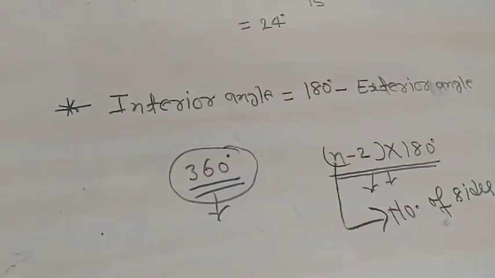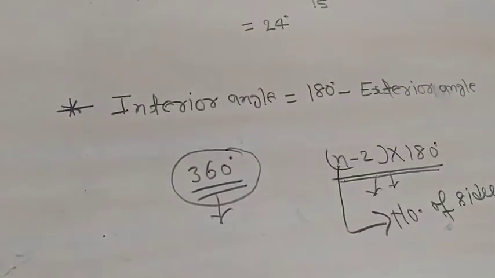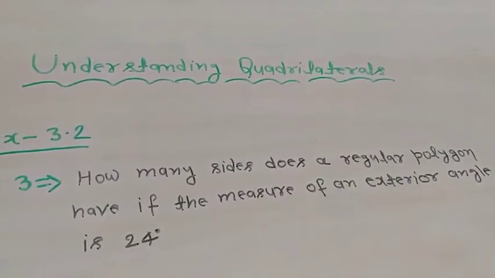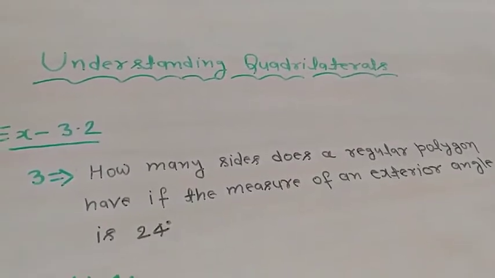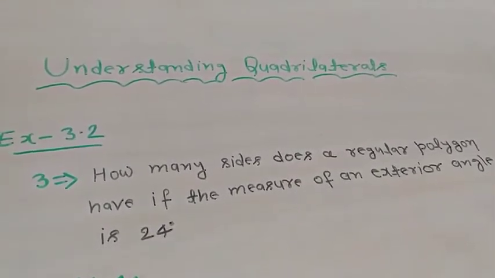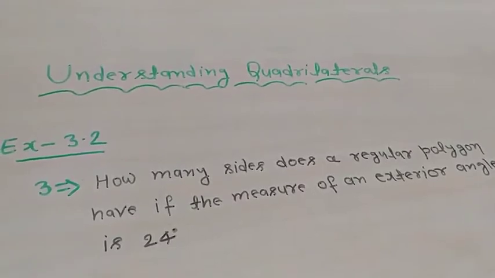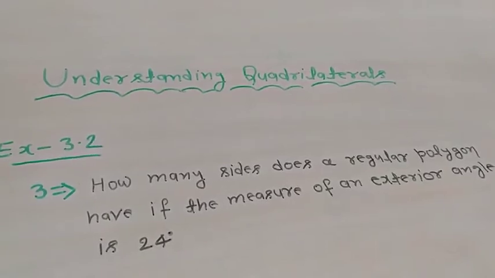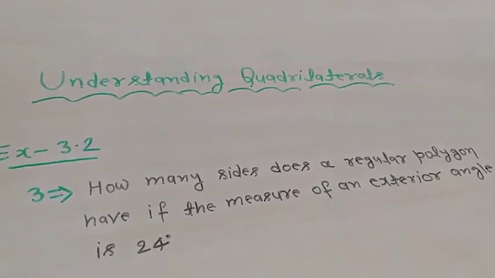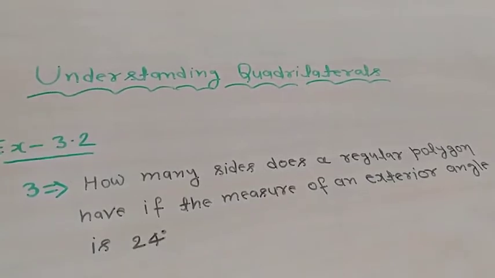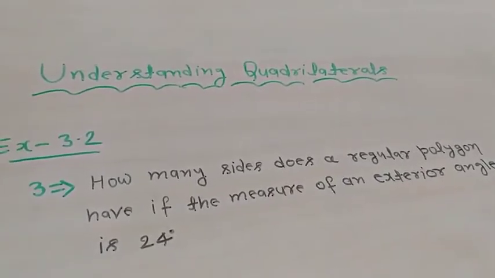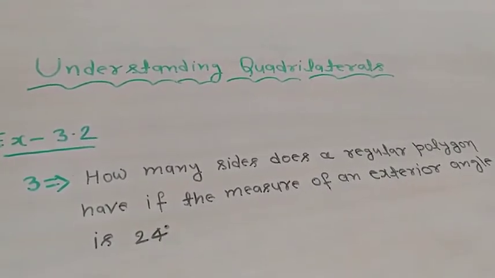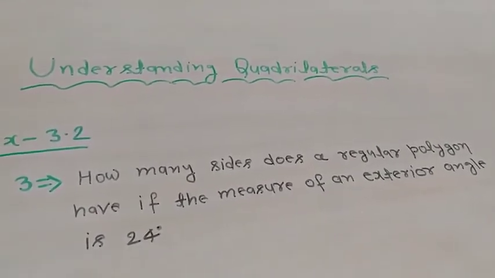Okay, now we are going to solve question number 3 of exercise 3.2. Question 3: how many sides does a regular polygon have if the measure of an exterior angle is 24 degree? Here exterior angle is given. Okay, so we find the number of sides. Clear?